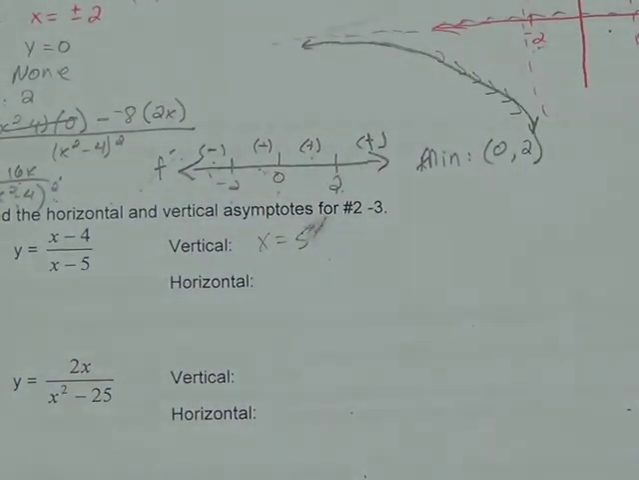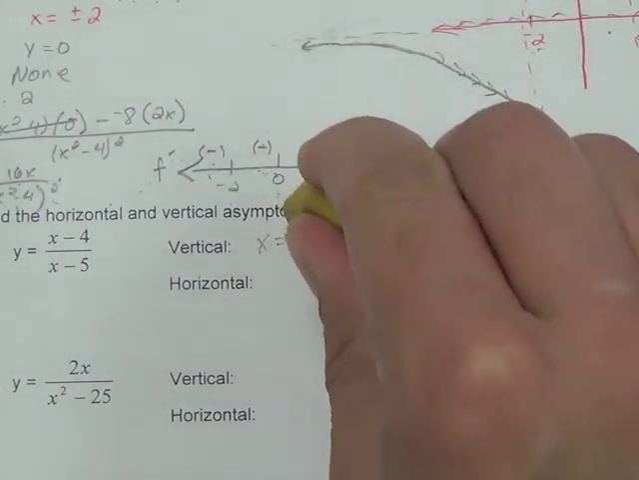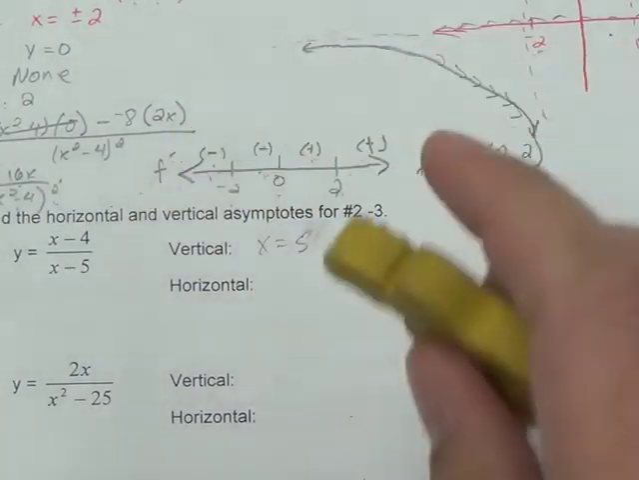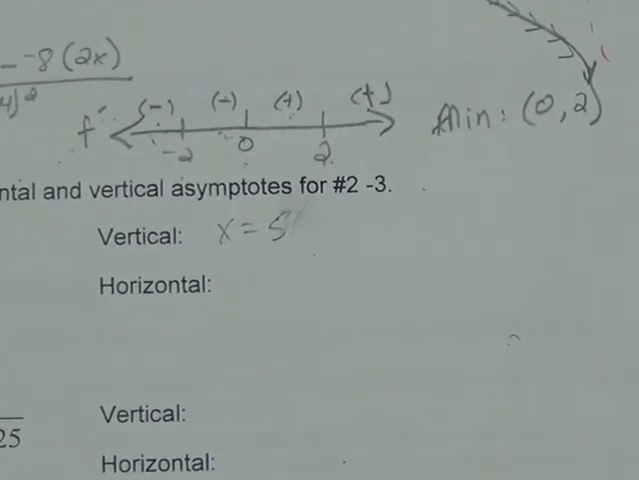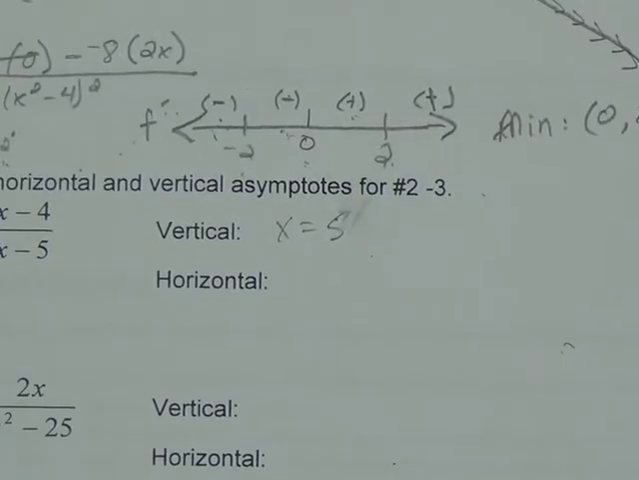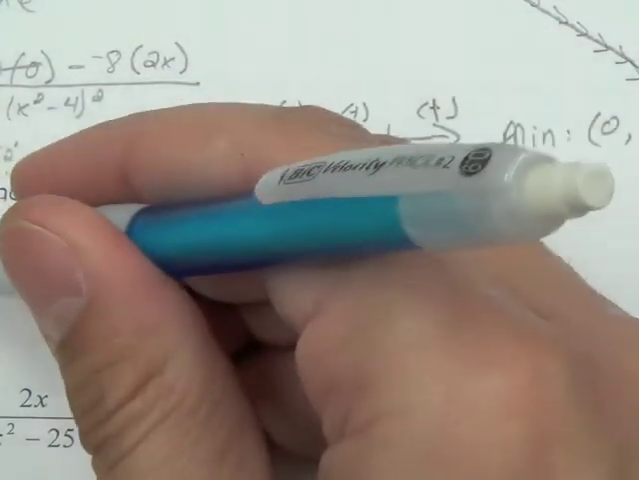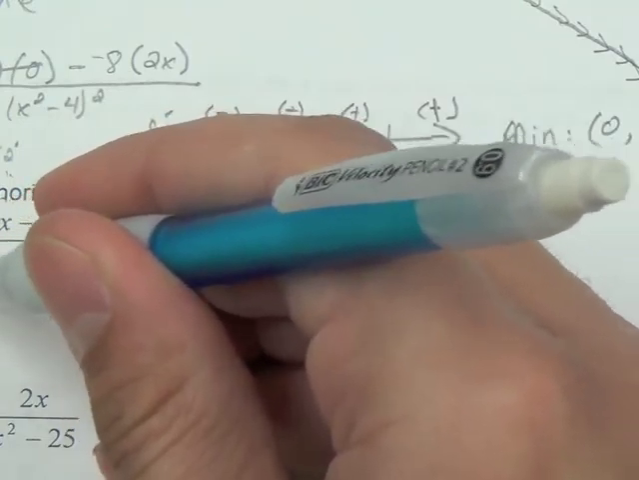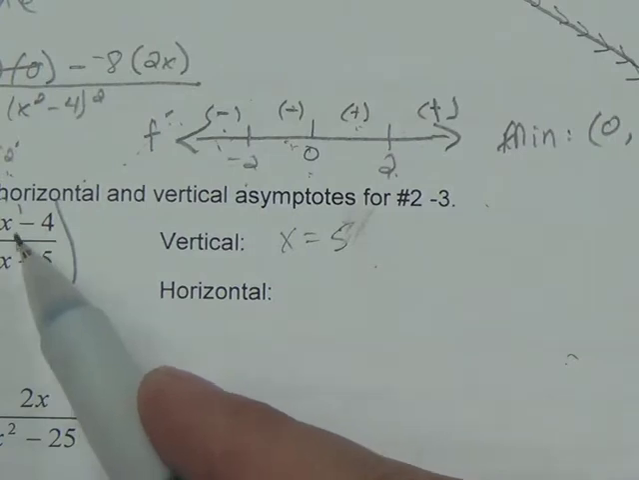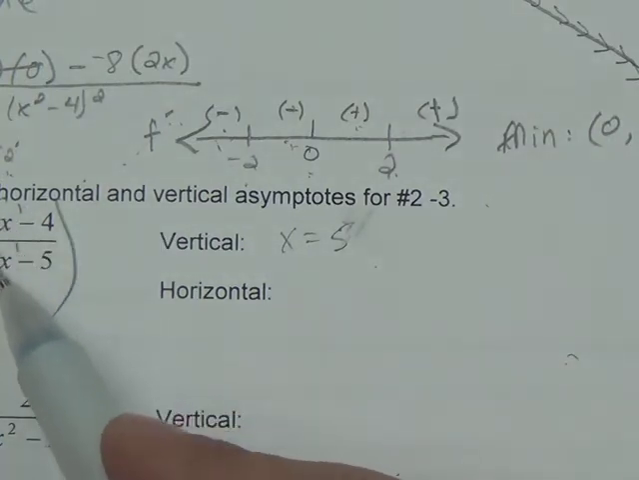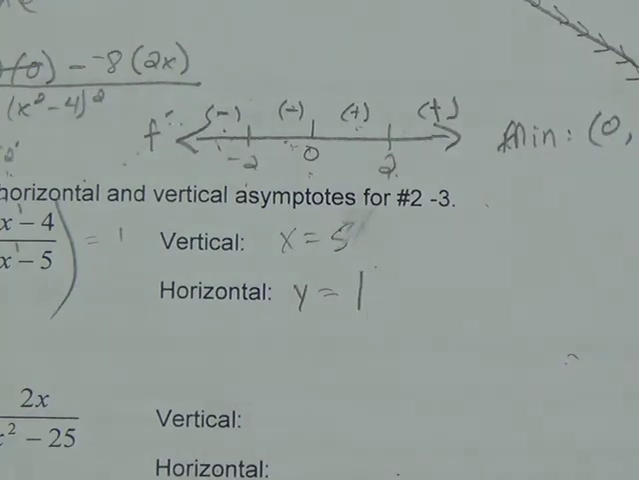All right, for your horizontal asymptote, you're going to take your function that I'm giving you, and we want to find the limit of this as x goes to infinity. These have the same degree, 1, 1. We look at their coefficients, 1, 1. So your limit is 1, so that means your horizontal asymptote is 1.